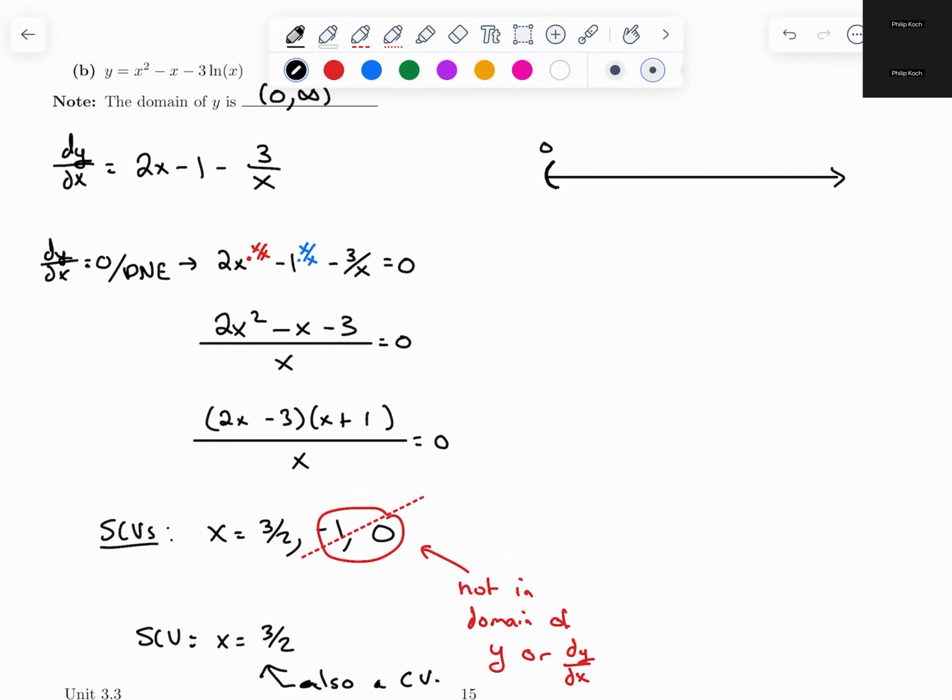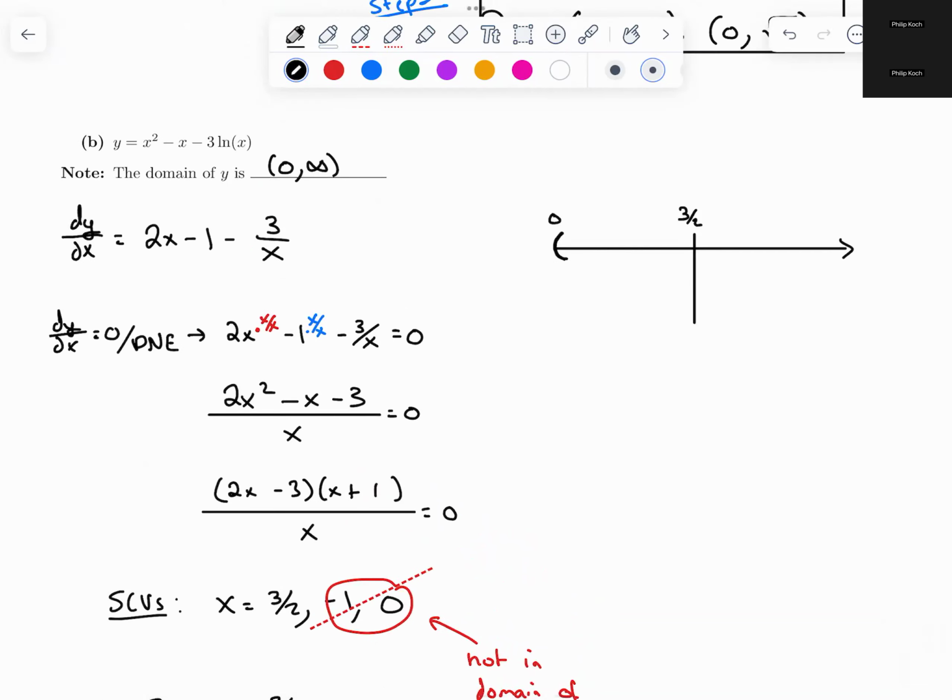So we can't do anything to the left. That's just wasted work and confusing work because we'll get wrong answers. We'll get additional places where the function doesn't exist. So we'll stop at 0, and then we just have 3/2, which is 0.5. And this is a derivative sign chart. So we'll write dy dx or y prime, depending on what you want to do.